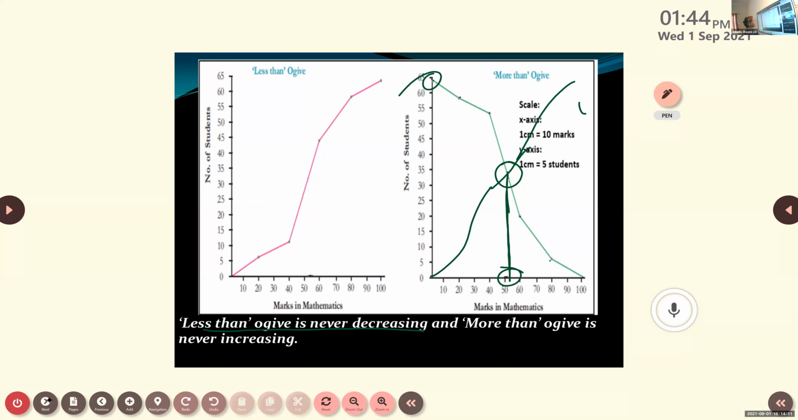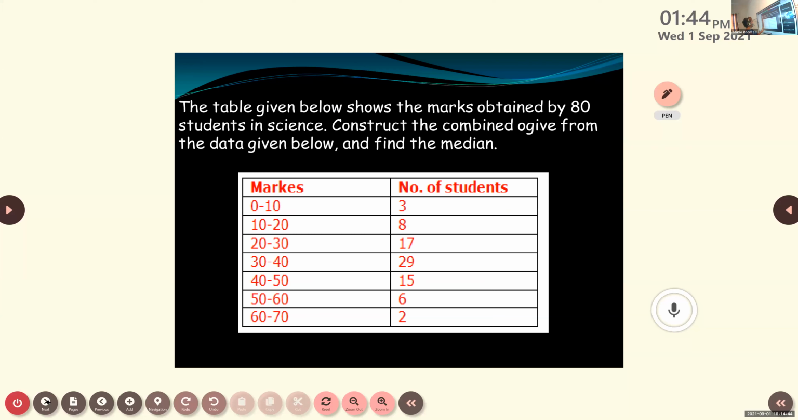To get the median, join the more than ogive and the less than ogive, and somewhere they are joining, you can see there. From there, draw a line towards the x-axis, and what is marked there will be the median. Okay, everyone. Next period, I'll make you do one sum or one construction, so you should be able to do that. Before that, we can have the seminar now.